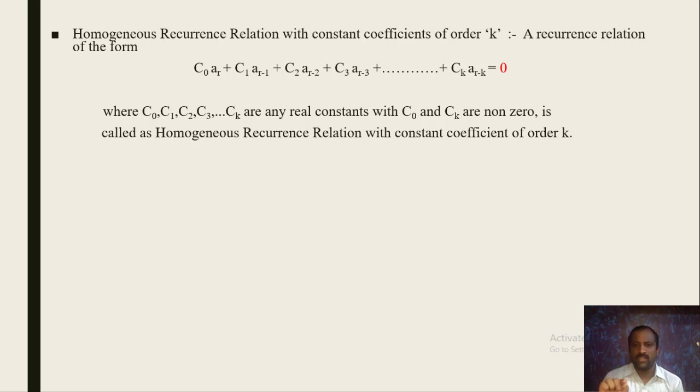That is, we are defining the reconciliation of order K so that if the kth term, that is AR minus K, is present in our reconciliation, then CK must be not equal to 0. If CK is equal to 0, the AR minus K term will be absent. And if the AR minus K term is absent, then the terms present in our reconciliation will only go up to AR minus (K minus 1).